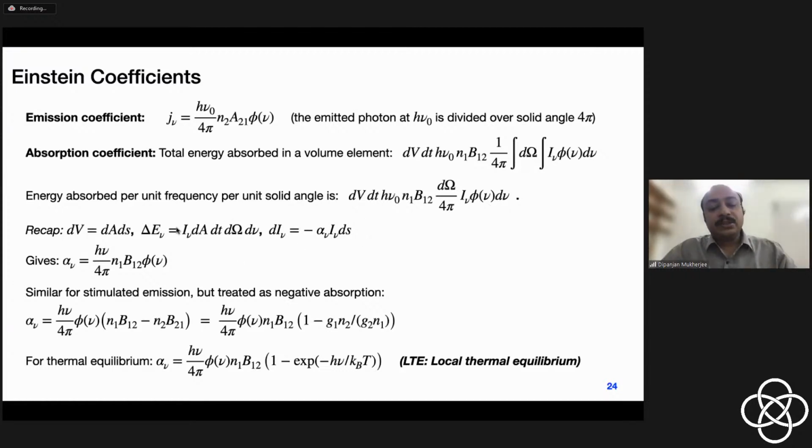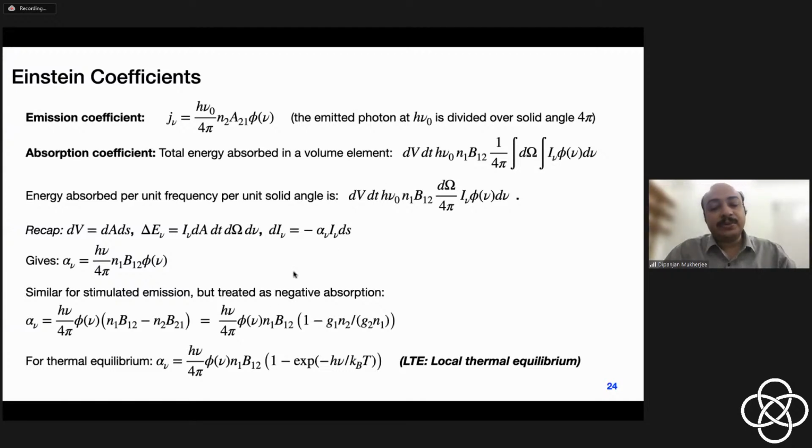Now compare this to how we had defined the absorption coefficient. We had defined it in a similar way, where if the beam is traversing a length ds over an area dA, like a cylindrical structure, then the total volume is dA ds, and the total energy that was getting absorbed is I nu dA dt d omega d nu. Just to recapitulate, the total energy absorbed d I nu is minus alpha nu I nu ds.